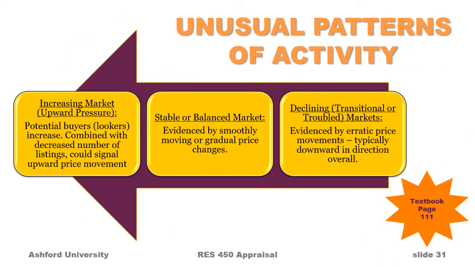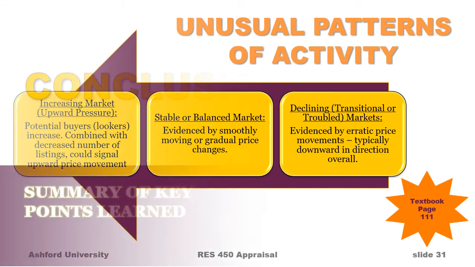The appraiser needs to recognize unusual patterns of activity in the real estate market. In an increasing market with upward pressure, potential buyers or lookers will increase. Combined with decreased number of listings, this could signal an upward price movement. A stable or balanced market is evidenced by smoothly moving or gradual price changes. Lastly, declining markets, also known as transitional or troubled markets, are evident with their erratic price movement, which are typically downward in direction overall.